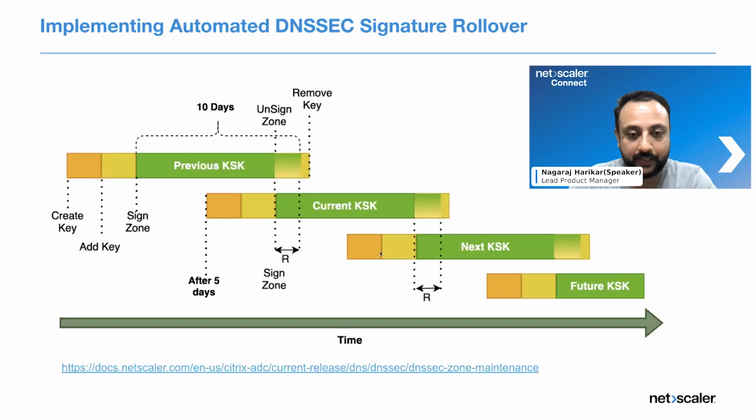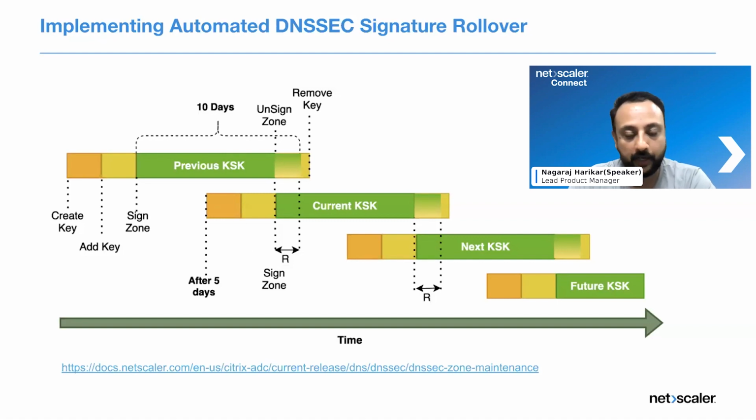So this whole process is error prone if it is done manually, and it is cumbersome as well. So for ease of management, we have introduced the automated key rollover, where the entire process of creating, adding, and signing the zone indefinitely is handled by NetScaler itself. So in this link, you will find the steps to configure this. There is a parameter called auto rollover, where the entire process is automated.